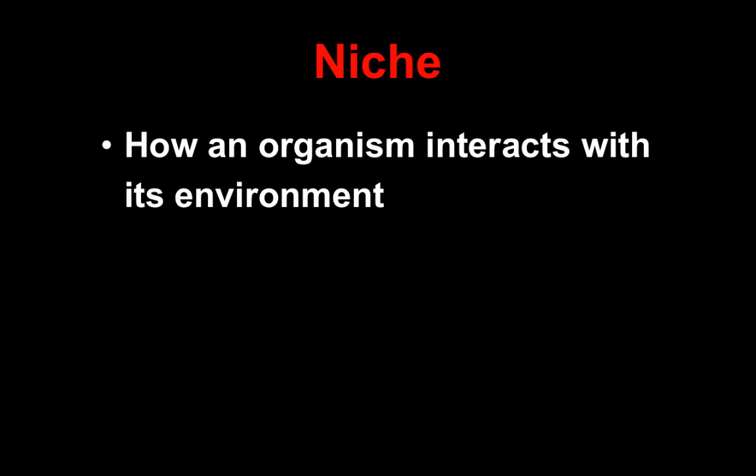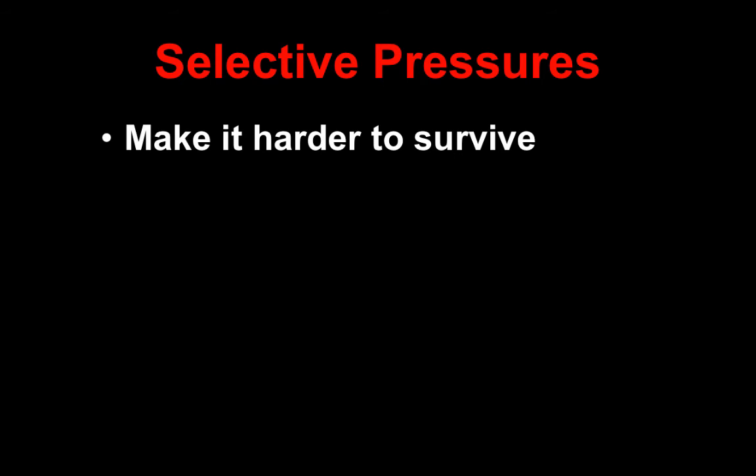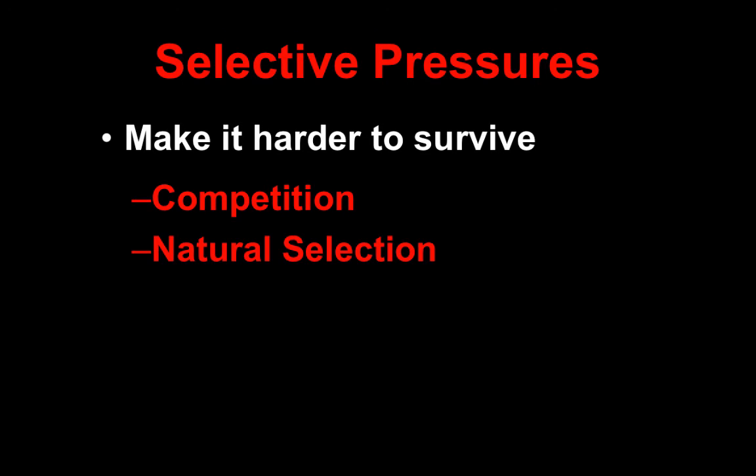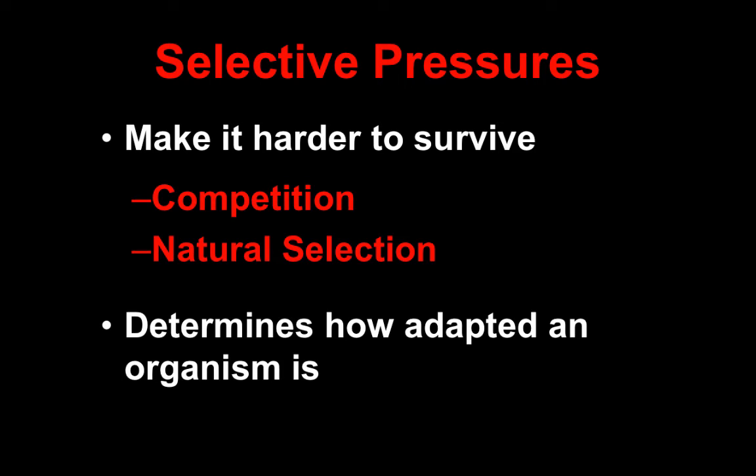Now, when we're looking at identifying organisms and how they interact, we're going to talk about the niche, because that's how an organism actually interacts with all of its environment. And then selective pressures are things that make it harder for them to survive. And these result in competition, natural selection, and it determines how adapted an organism is. So when we think about the niche, it's how it gets what it needs, and then selective pressures are things that are working against that. And so your ability to get what you need in the face of these pressures is how adapted you are.